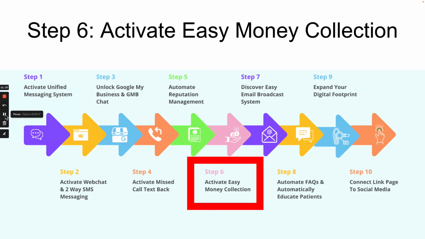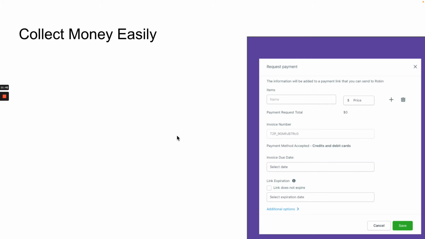All right, step 6. We want to activate easy money collection. One of the most important things that happens is that many times people get into their practice and they have a point of sale system, maybe something that they use to sell different products. Many times the system is pre-programmed with certain things in it. So for example, if you buy this item, it's worth this much money. Well, in real life, customers are always wanting different things. And so it's very important that you have a way to easily create an invoice and send that invoice out in a very easy way for the customer to pay.